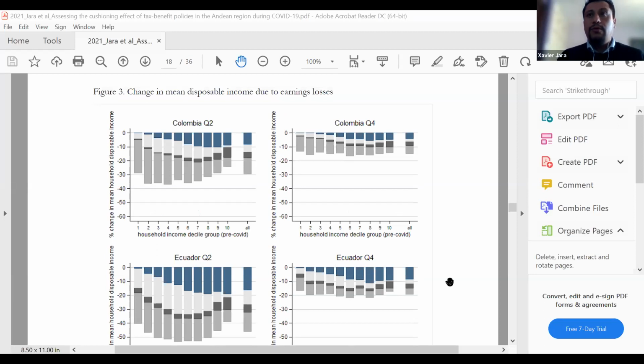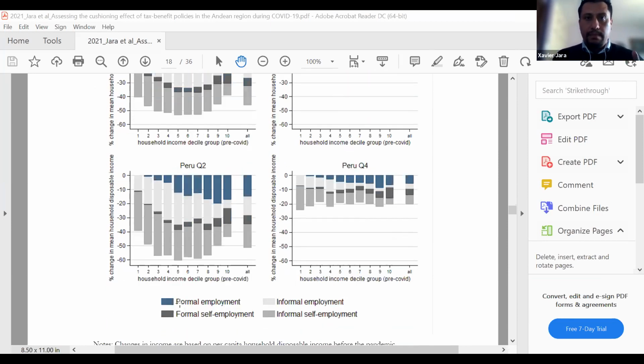So here in this figure, remember the black bars in our main graph? This was capturing the drop in earnings across the income distribution. What we did in this graph was to disaggregate those black bars into the contribution of earnings in the formal sector and informal sector, for employees or for the self-employed. The blue bar represents the drop in earnings for formal employees. The light gray bar represents the drop in earnings for informal employees. The black bar represents the drop for formal self-employed workers, and the dark gray bar represents the drop in earnings from informal self-employed workers.